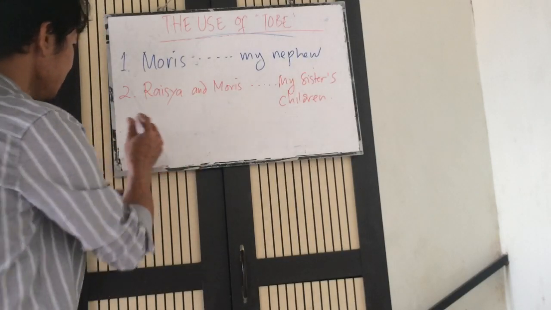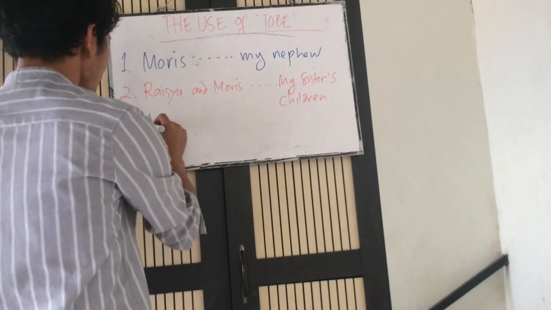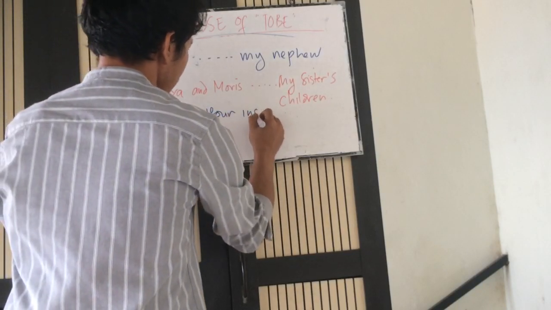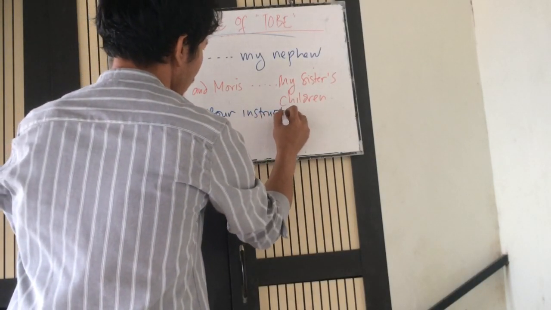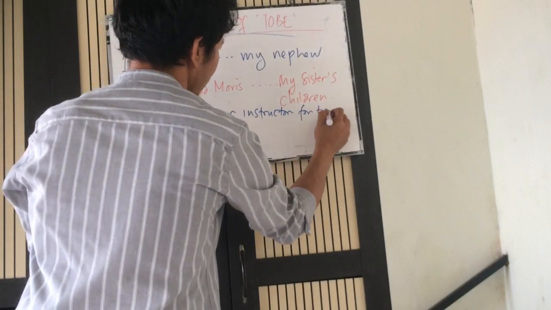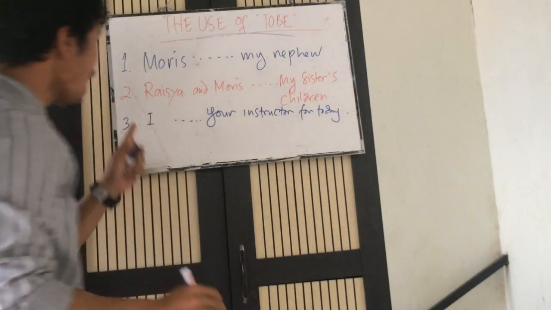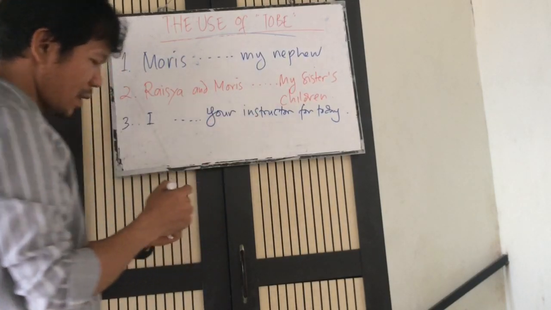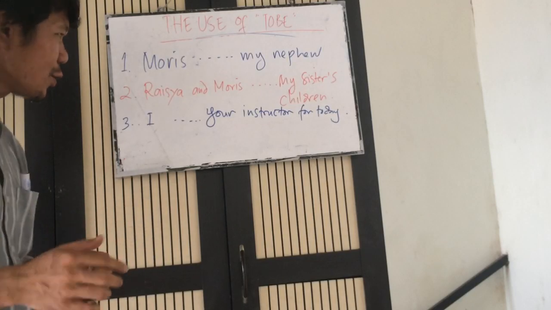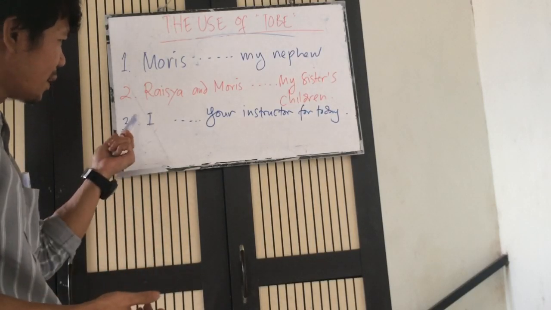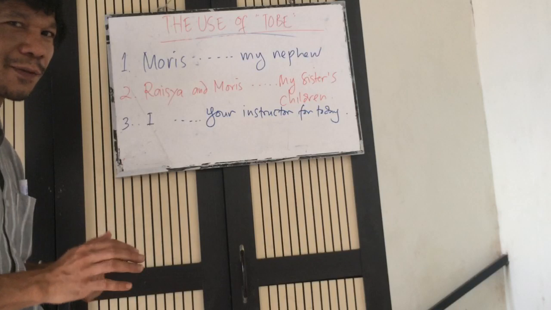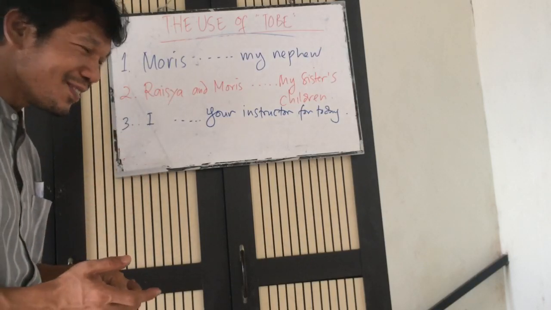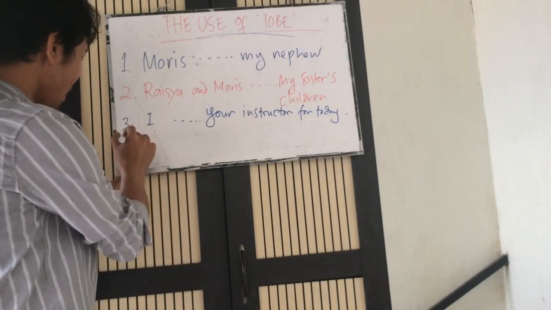Okay, number three. I blank your instructor for today. So I told you just now, specifically for the subject of I, that's very specific. Yeah, it is the only one that uses the to be am. Okay. Number four.